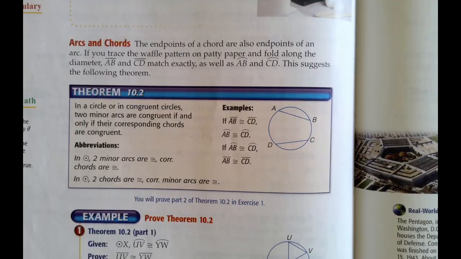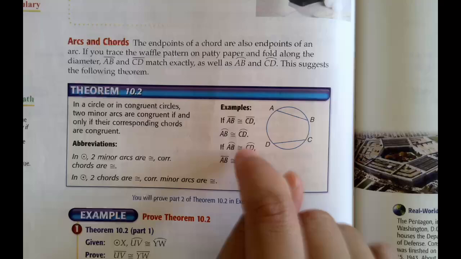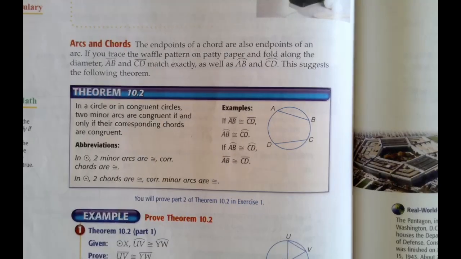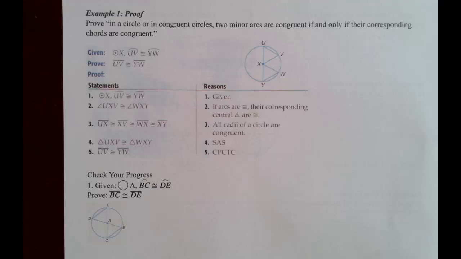And then the opposite is also true. So if chords are congruent, arcs are congruent. If the arcs are congruent, the chords are congruent. It makes it nice and easy. So with that, we're going to be proving the reasons why in example 1.